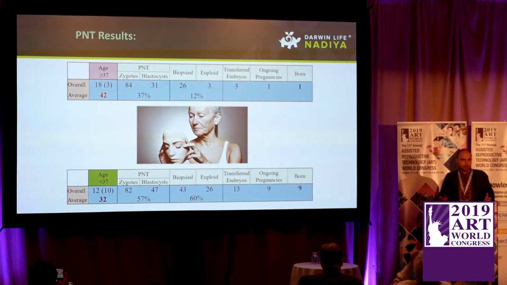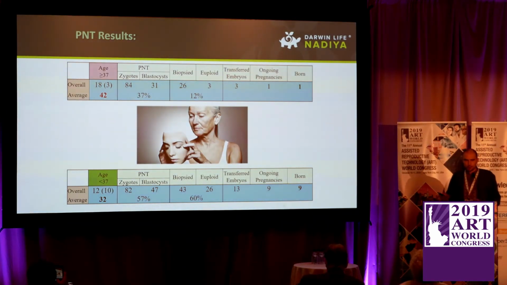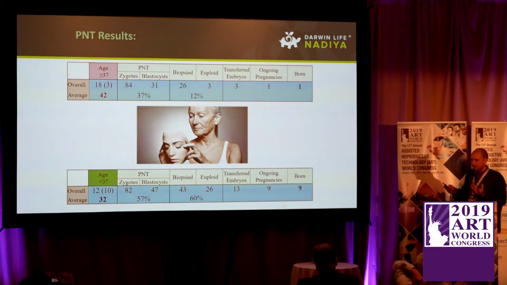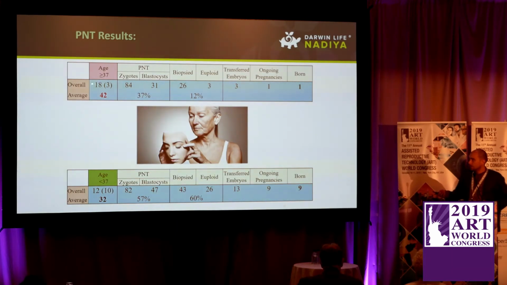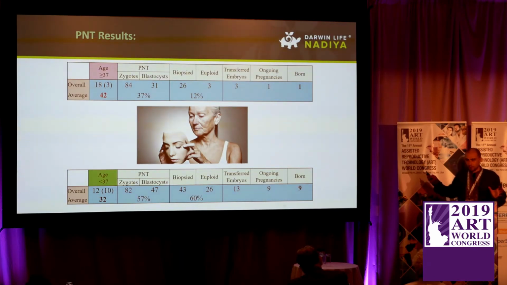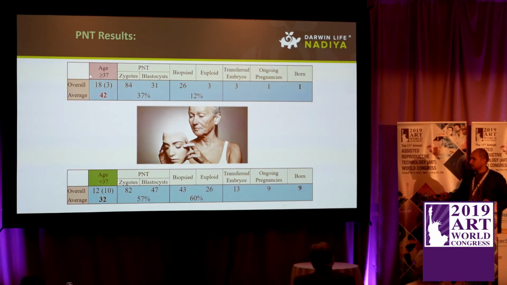So I hate tables, so I tried to make these tables as simple as possible, so that even I can understand it. Again, there are two groups of patients, above 37 years old and below. And here you can see the overall number of patients, and here is the number of patients that had embryo transfers. So in total we had 30 patients in both groups and 13 embryo transfers.